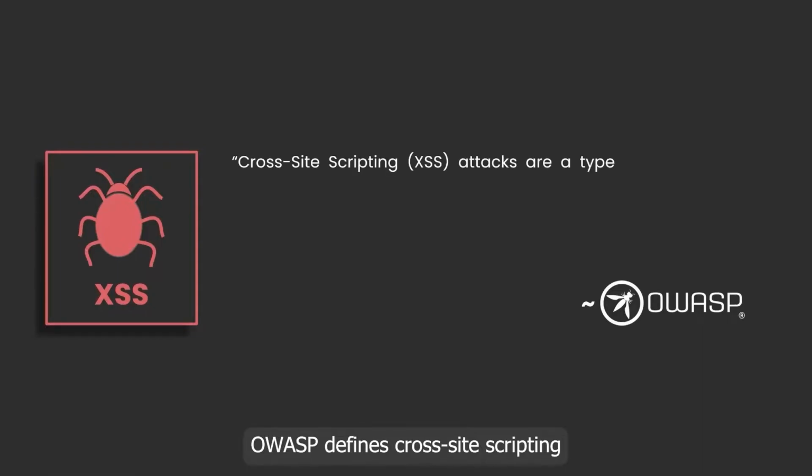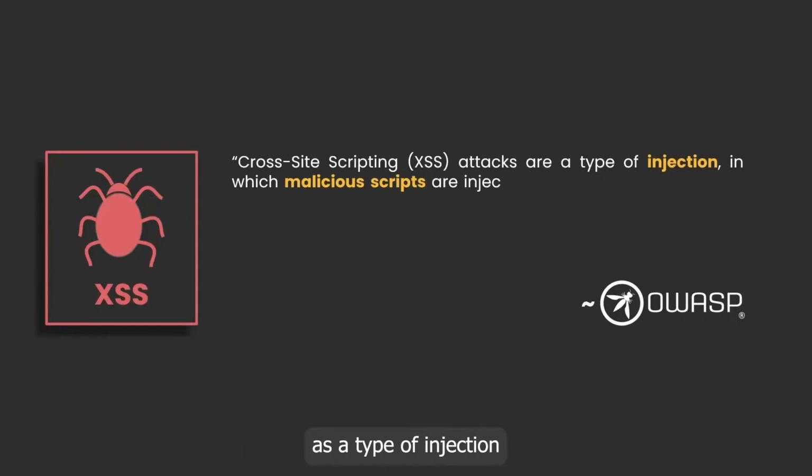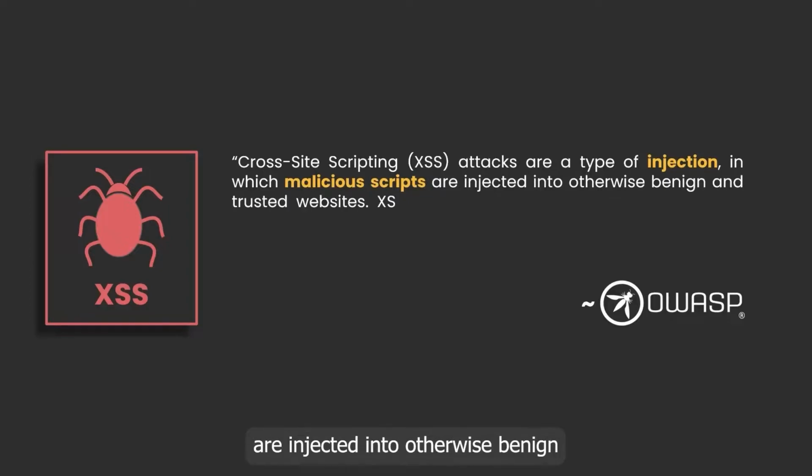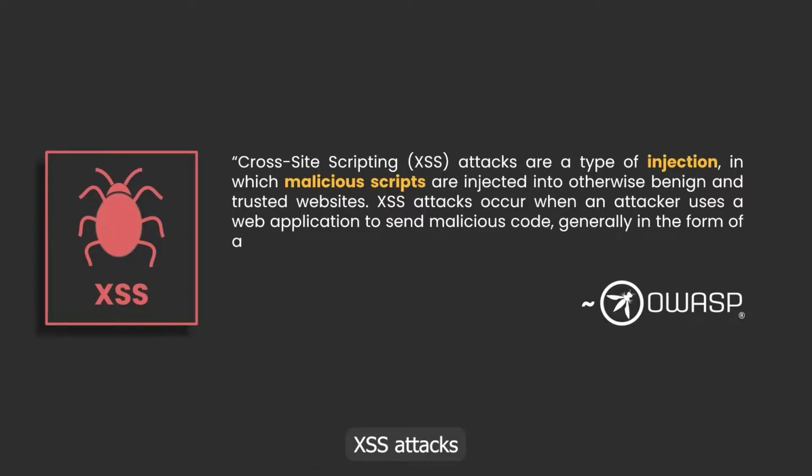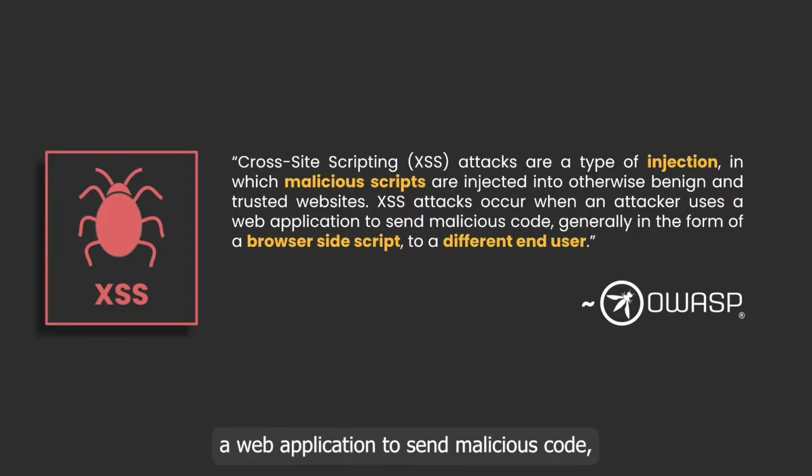OWASP defines cross-site scripting as a type of injection, in which malicious scripts are injected into otherwise benign and trusted websites. XSS attacks occur when an attacker uses a web application to send malicious code, generally in the form of a browser-side script, to a different end user.